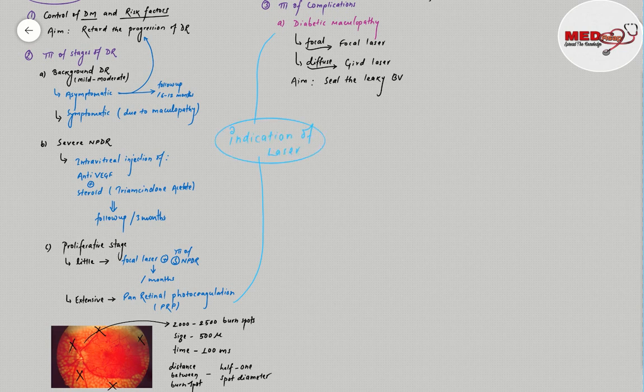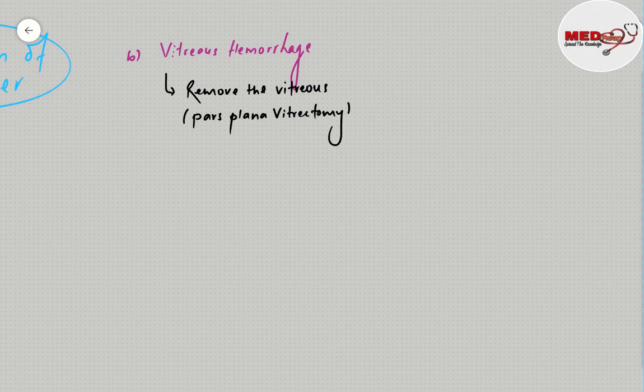Now let's come to another important complication, which is vitreous hemorrhage. Once there is vitreous hemorrhage, we have to remove it because we fear its fibrosis, which leads to retinal detachment. Removal of vitreous is done by inserting an instrument through the posterior part of the ciliary body, so this process is known as pars plana vitrectomy.